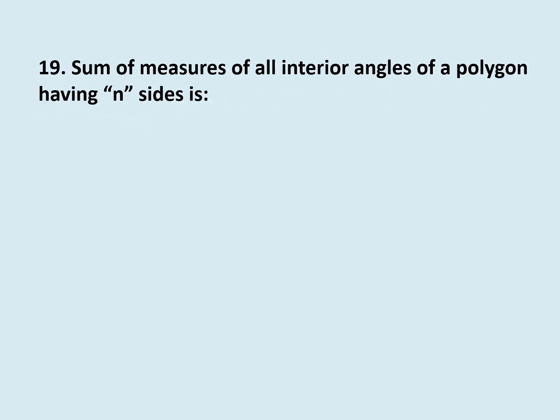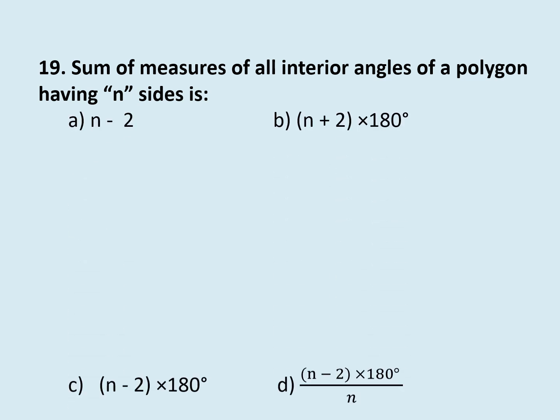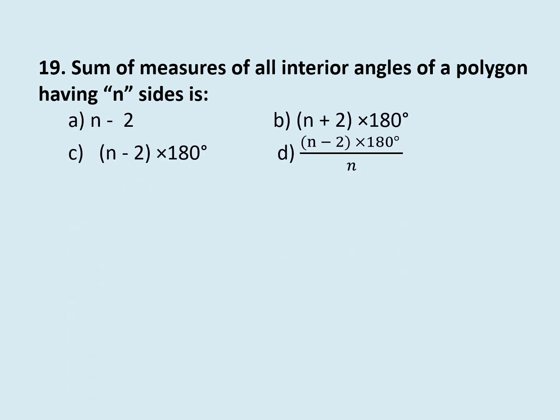Now moving to the next one. The sum of measures of all interior angles of a polygon having n sides. That is the formula you have already studied in the chapter. So it's a very simple MCQ. We have already studied it. So n minus 2 times 180. So C will be the right option here. By using this formula, we can easily find the sum of all interior angles.